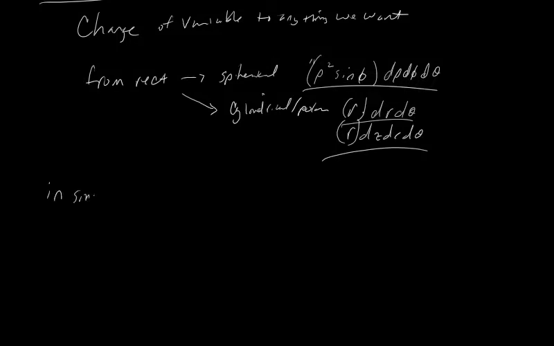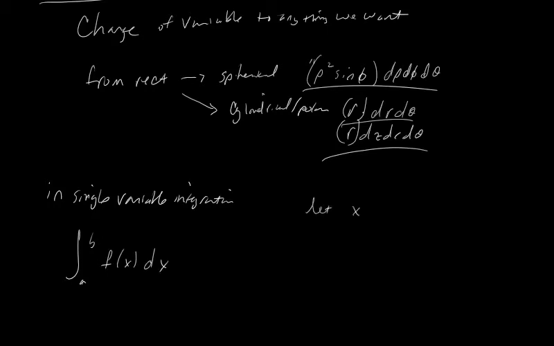In single variable integration, we've got our integral from a to b of f of x dx, right? And we say, let's have x be equal to some function of u, x equals g of u. Then dx is equal to g prime of u du, right? We do this every single time we do a u sub.